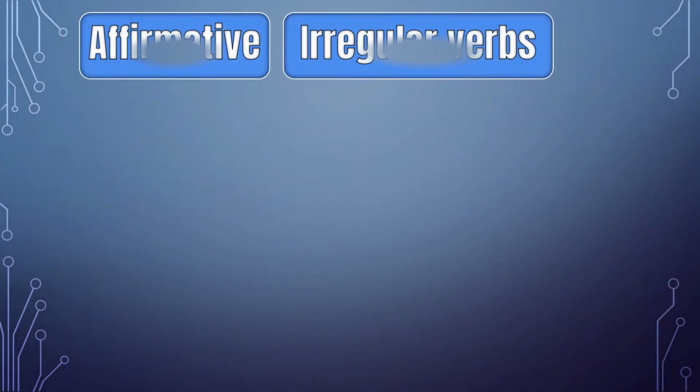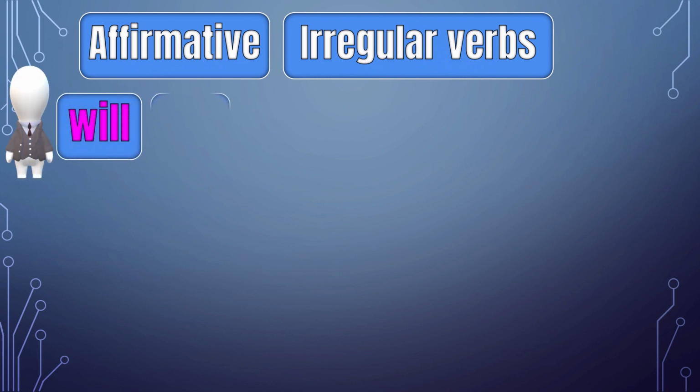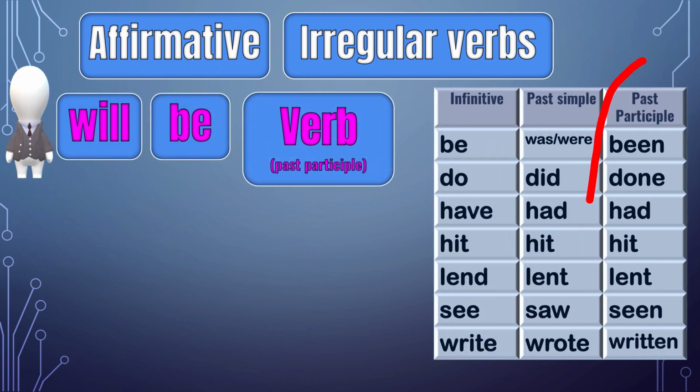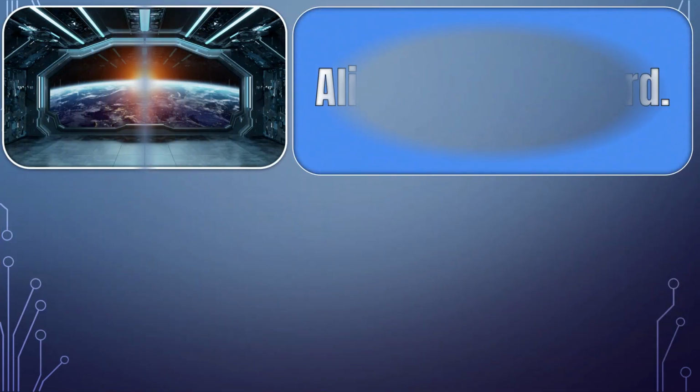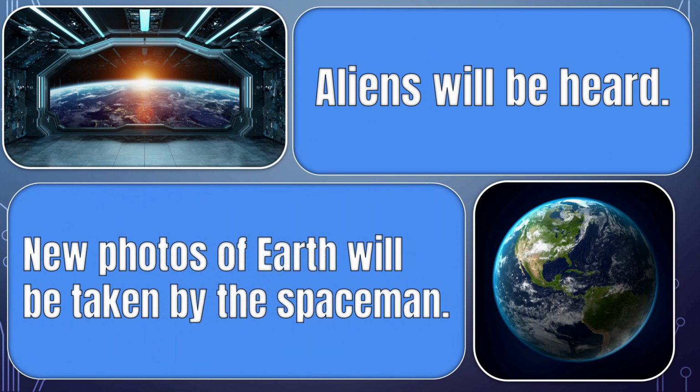To complete a future simple passive sentence with irregular verbs, we begin with a subject, add will, then be, and past participle. Past participle is the third form of an irregular verb, which you can get from the irregular verb table. Like been, done, had, hit, etc. The spacecraft will be built. The speed record will be broken by the new spaceship. Aliens will be heard. New photos of Earth will be taken by the spaceman.